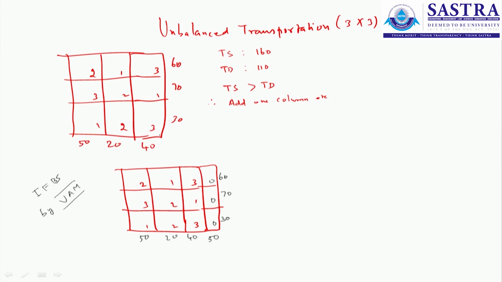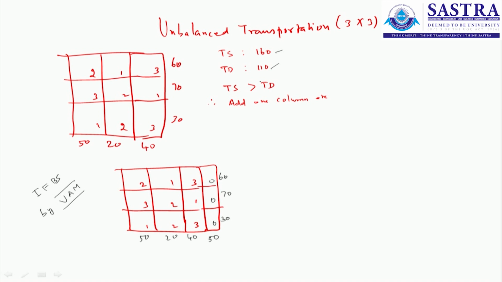Let us now take an unbalanced transportation problem of order 3 by 3, where we have 60, 70, 30 units at the origin and 50, 20, 40 units as the destination, what is called as demand, with the total supply being 160 units, then total demand being 110 units. So, the difference is 50 units.